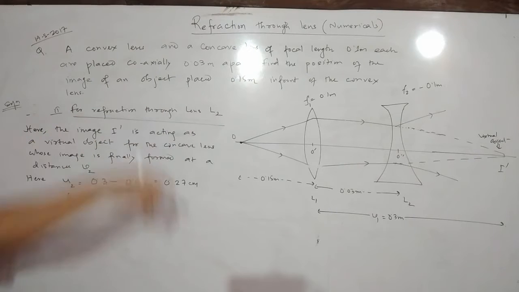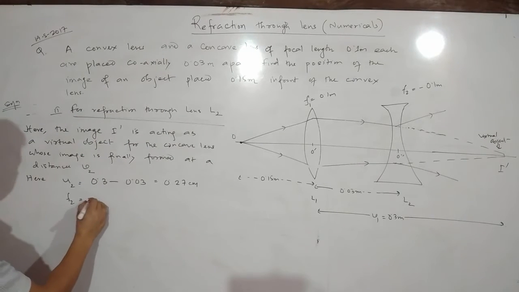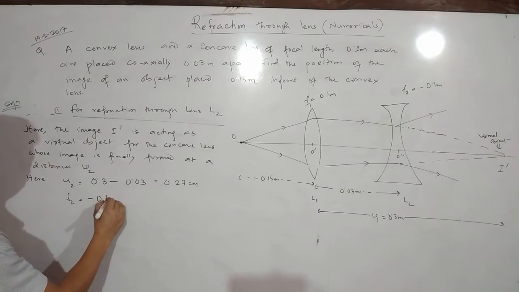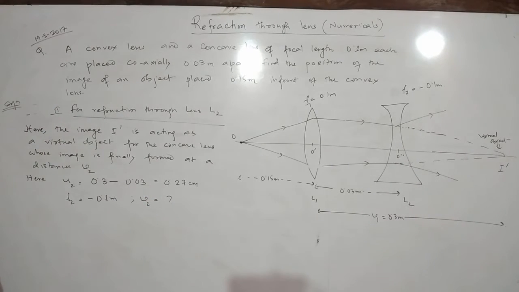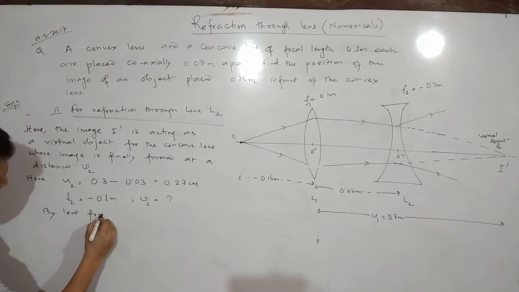f2, what kind of lens? Concave lens. So f2 is how much? Minus 0.1 meter. What do we have to find out? v2. You have to find out v2, the final image distance from the second lens. So again lens formula.